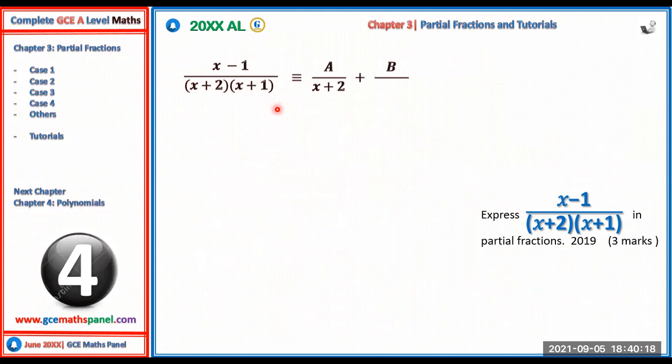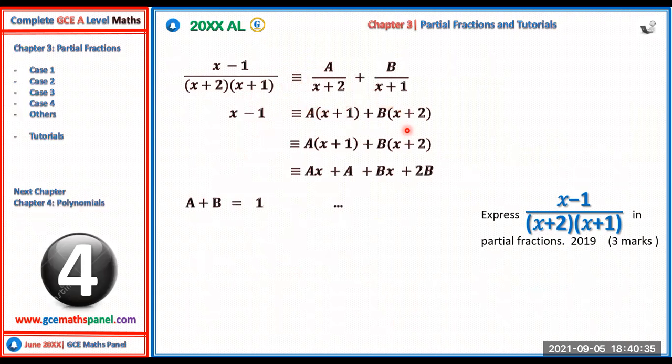So this is identical to a over the first factor plus b over the second factor. We multiply all through by the LCM, we'll be left with x minus 1 is identical to a into x plus 1 plus b into x plus 2. By cover-up, or we can equate coefficients and solve, bringing like terms together here. ax plus bx is equal to x. So a plus b is equal to 1, because this x is the same as 1x. And equally, a plus 2b is here. It's a constant, it should be equal to this constant, minus 1.